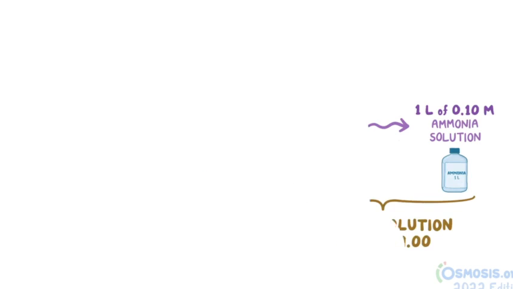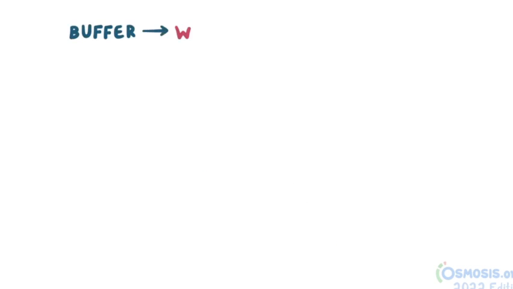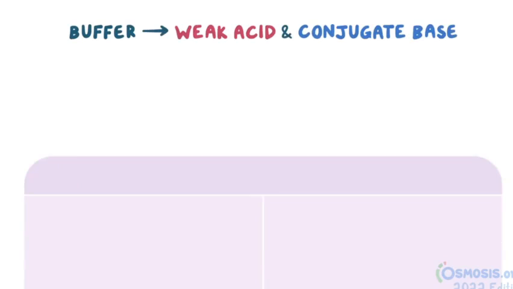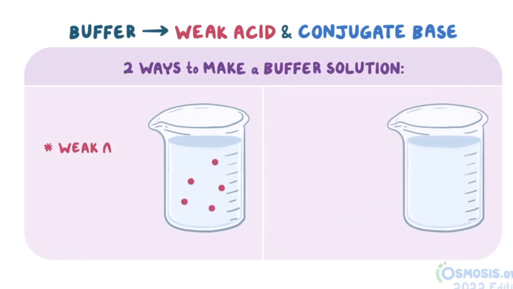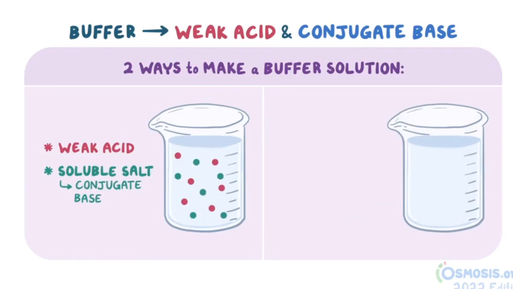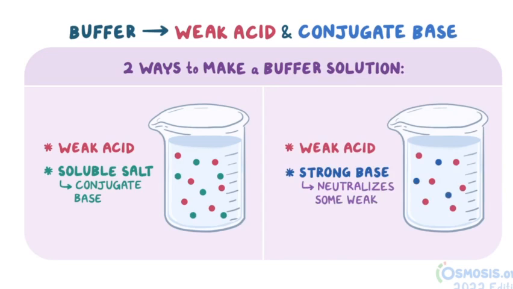Alright, as a quick recap. A buffer consists of a weak acid and its conjugate base. There are two ways of making a buffer solution. The first way is to start with an aqueous solution of a weak acid, and then add a soluble salt that contains the conjugate base. The second way to make a buffer solution is to start with an aqueous solution of a weak acid and then add a strong base to neutralize some of the weak acid. When some of the weak acid is neutralized, it turns into the conjugate base.